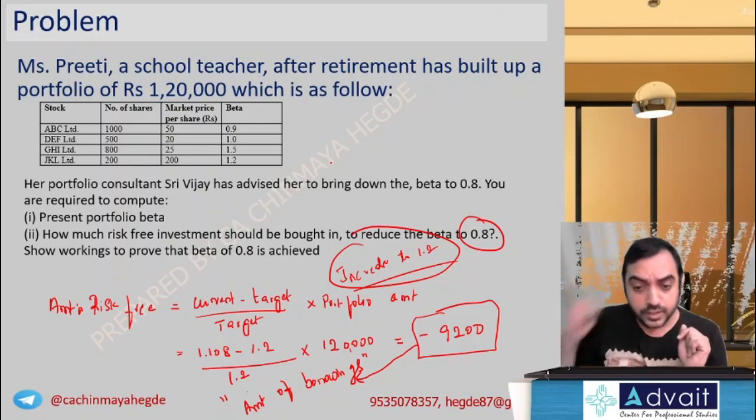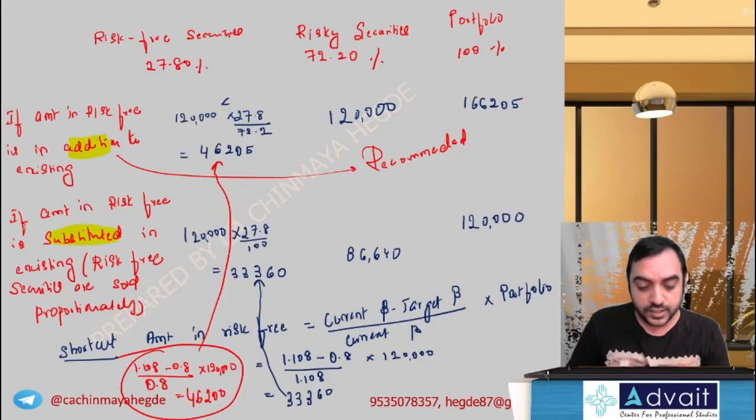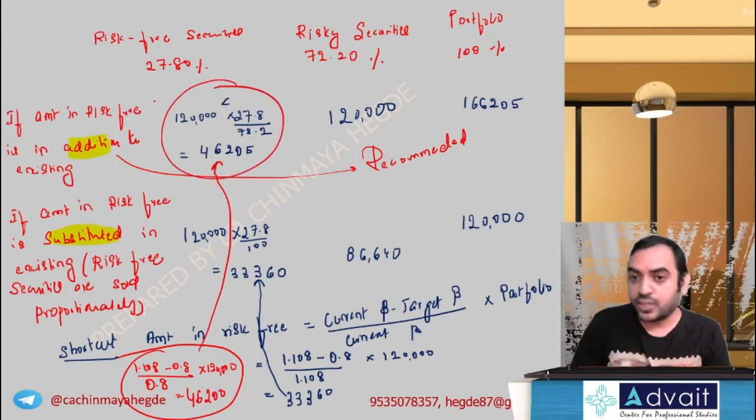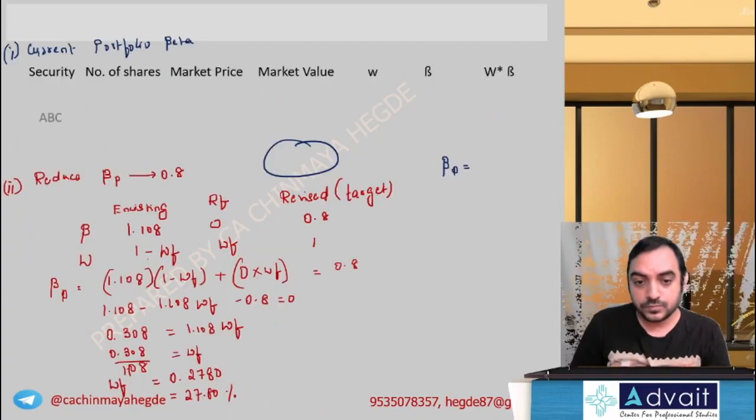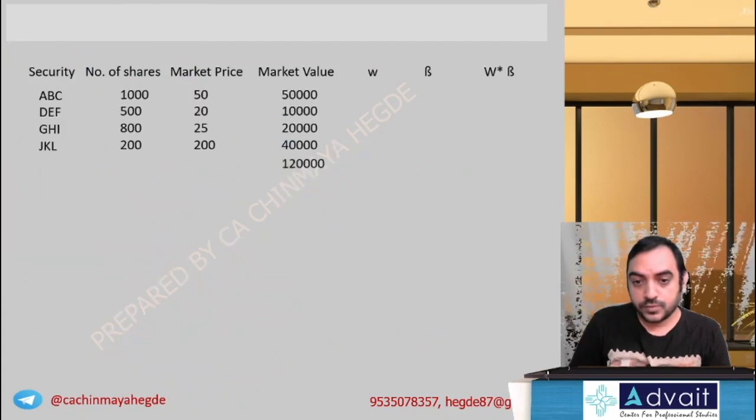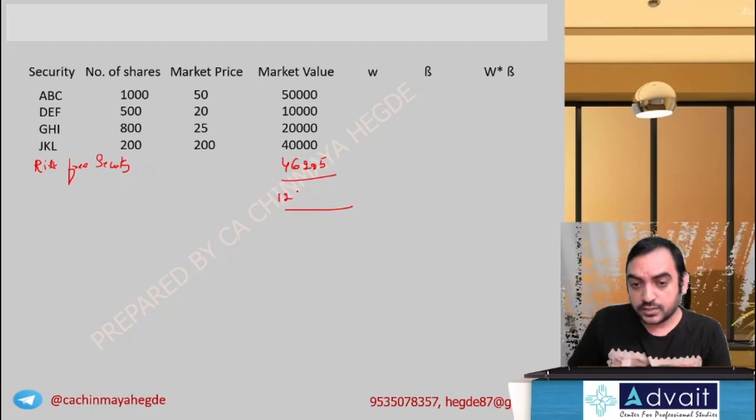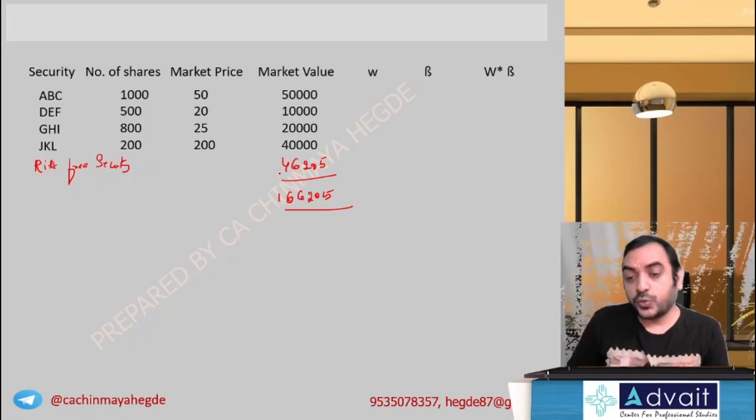Okay, let's prove it. Let's take the first one. Let's not take all of the things. Let's take the first one, 46 to 100. That one will do for verification purposes. So what is going to happen now? For the same list, you will have one additional thing, which is the risk-free security, and this is going to be 46,205. So total market value 1 lakh 20 plus 46,205, so 1,66,205. Recalculate the weights.